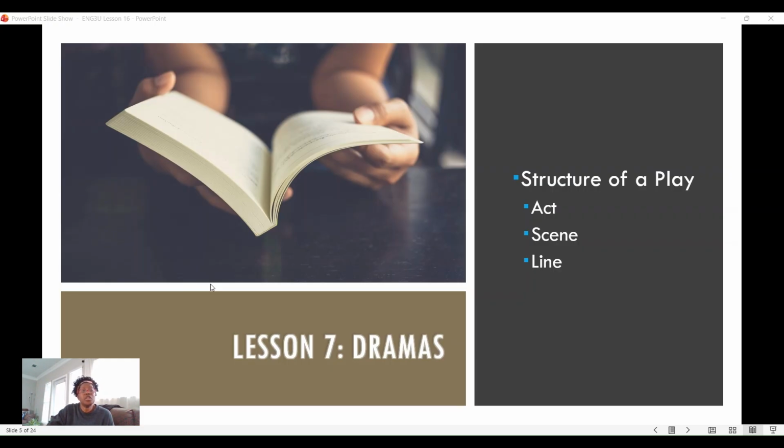And then the resolution or the denouement is when the conflict is resolved or eliminated, and we see that in Act 5. So aside from the acts, scenes and lines, the traditional plot of a play will consist of an exposition, action leading to a climax, and a denouement or resolution. It's just shorter than in a novel, so everything is a lot more condensed because you don't have a lot of time.